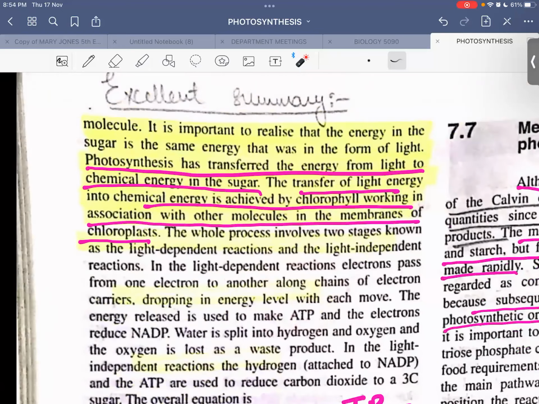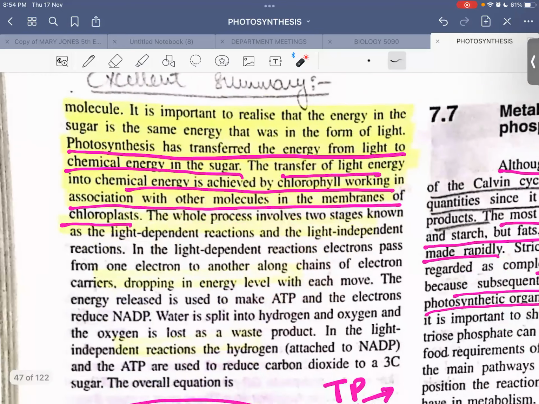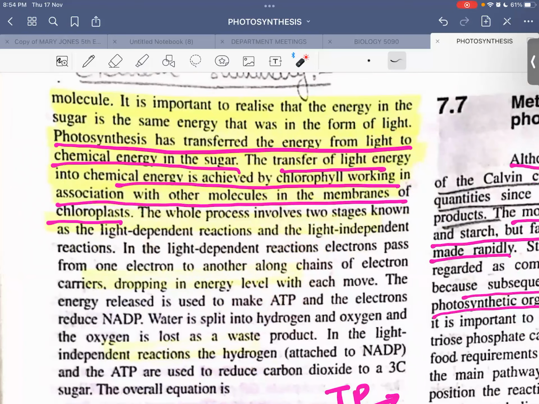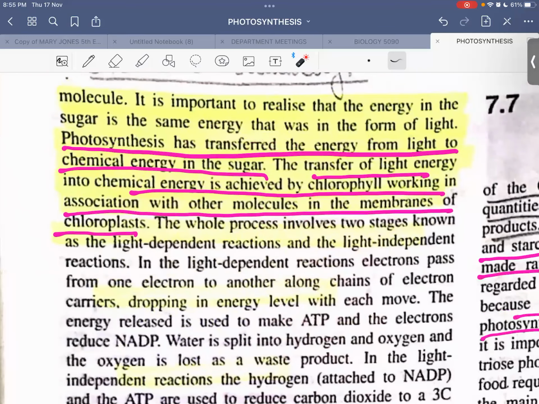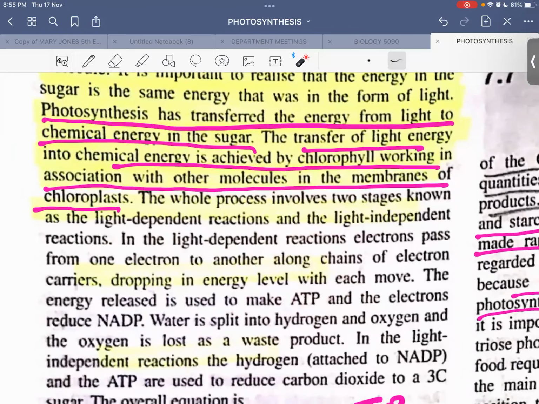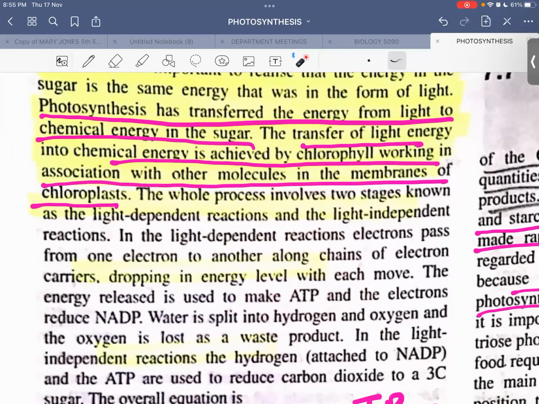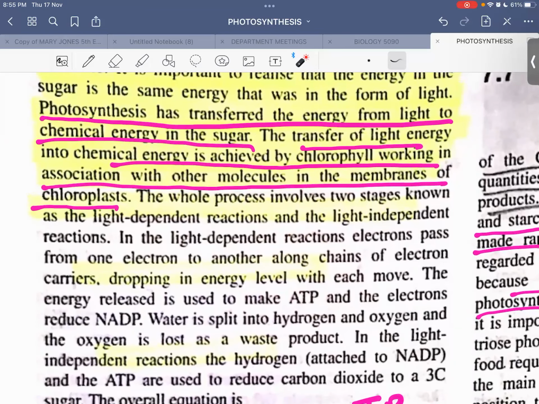It is important to realize that the energy in the sugar is the same energy that was initially in the form of solar energy. ठीक? What has photosynthesis done? Photosynthesis has transferred the energy from the light to the chemical energy in the sugar. And the transfer of light energy into chemical energy is achieved how? By chlorophyll working in association with other molecules, by photoactivation, isn't it?